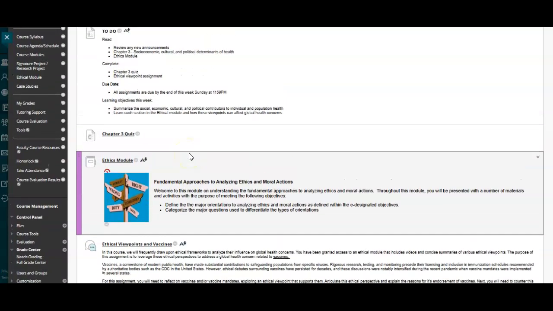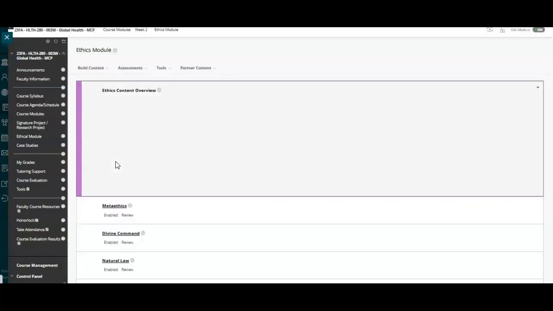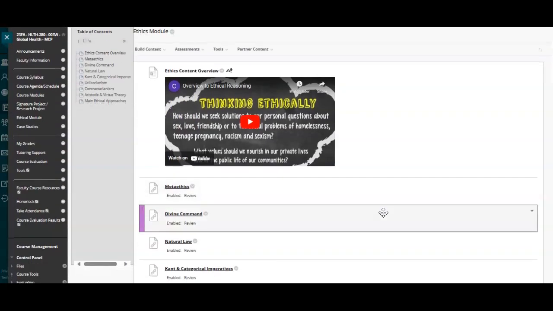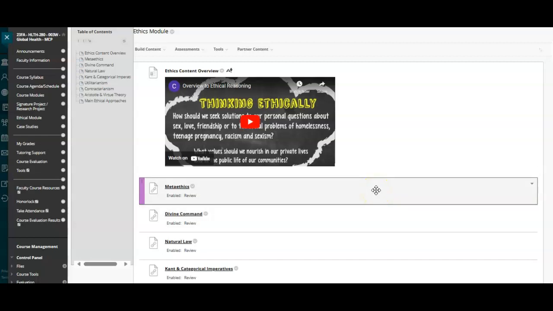In here, if you click on this, it's really just going to give a big overview of what it means to think critically about ethics, looking at different ethical viewpoints and ethical reasoning, and why this is so important to health and how we move forward with identifying our own personal driving force in a lot of different debates and ethical dilemmas.